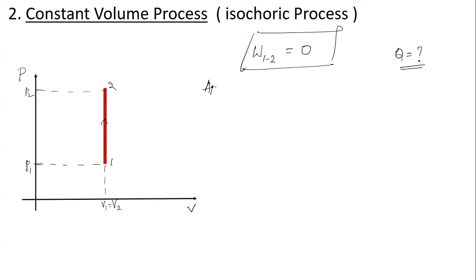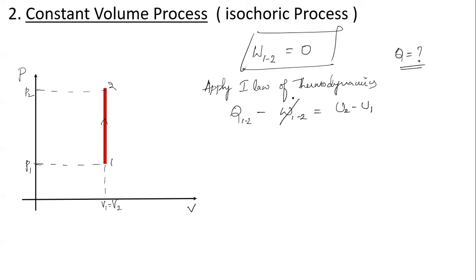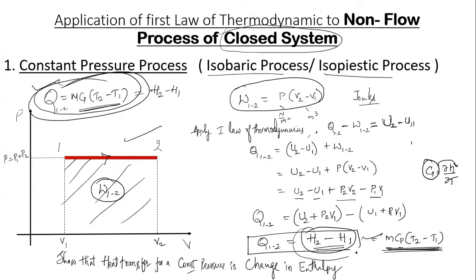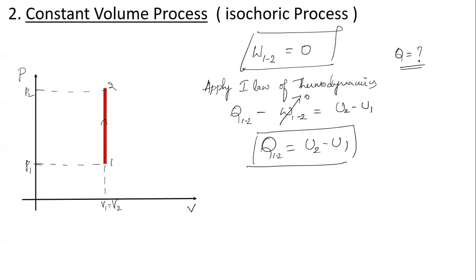Next task is to find heat transfer. For heat transfer, we will apply first law of thermodynamics. What is the first law of thermodynamics? Q1 to 2 minus W1 to 2 is equal to U2 minus U1. Work done is 0. Therefore, Q1 to 2 is change in internal energy for constant volume process. For a constant volume process, heat transfer is change in internal energy. That can also be written as Q1 to 2 is mCv (T2 minus T1).